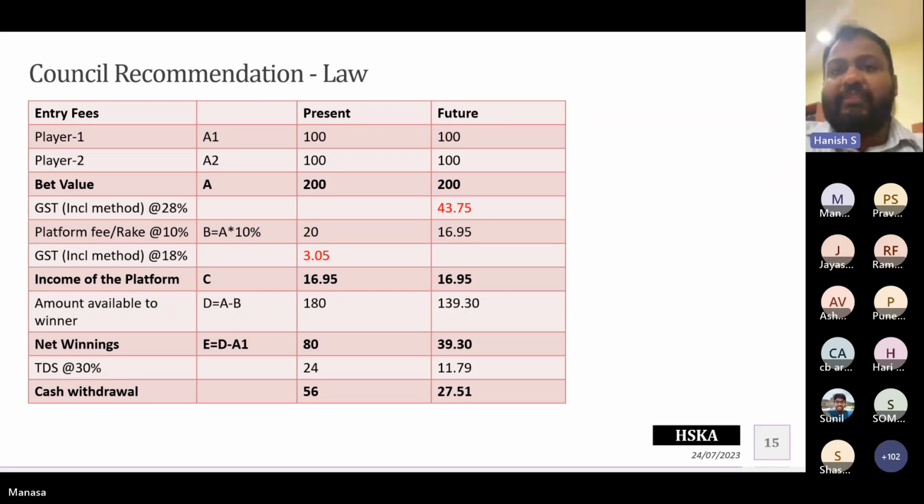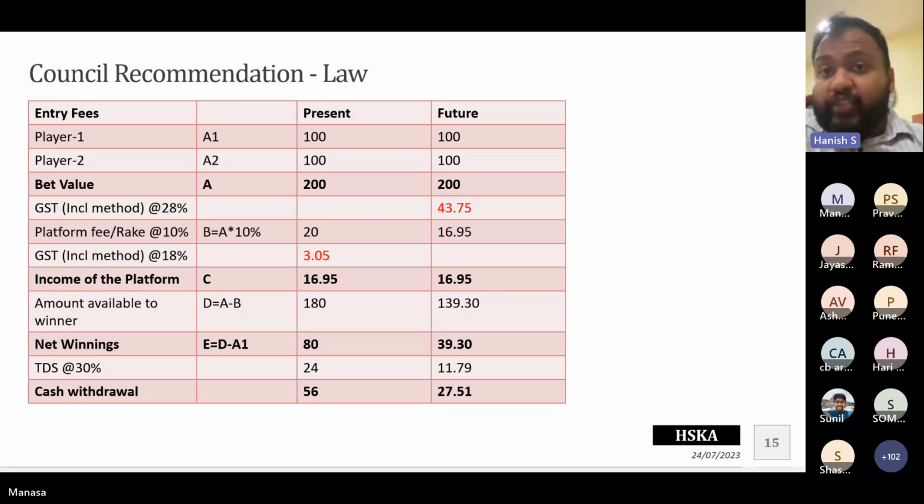So assuming A wins the game, A gets back 180 rupees. He had invested 100 rupees, he gets back 180 rupees, so he gets 80 rupees. Now there is an income tax TDS of 30%. I don't know whether there is a surcharge or whatever on this, but assuming that it is only 30%. So he invested 100, he got 180, so his net income from that game is 80 rupees. A TDS of 30% will be deducted, 24, deposited in his account, and he will be able to withdraw 56 rupees.